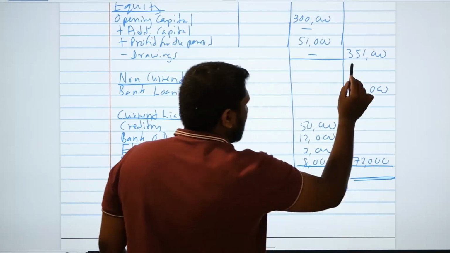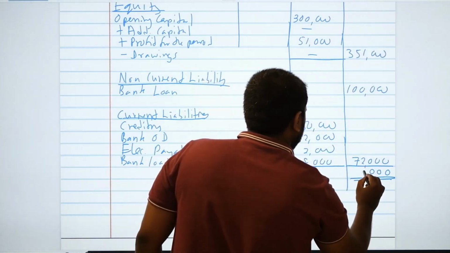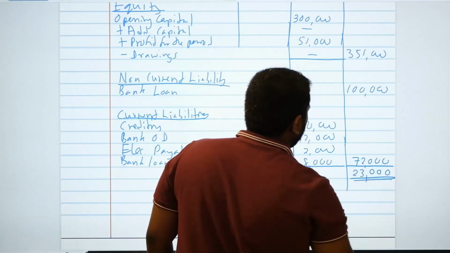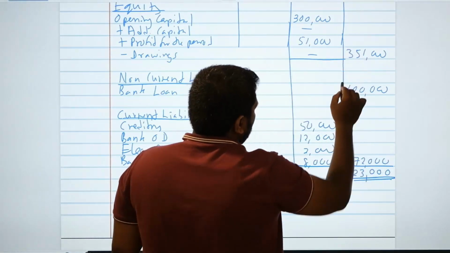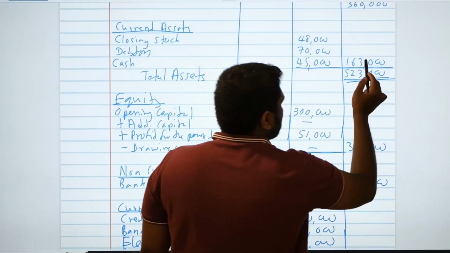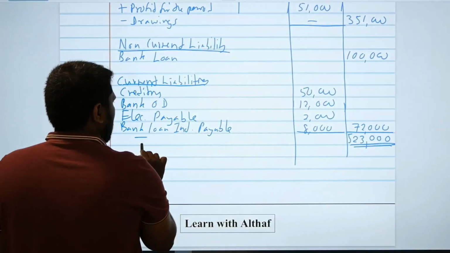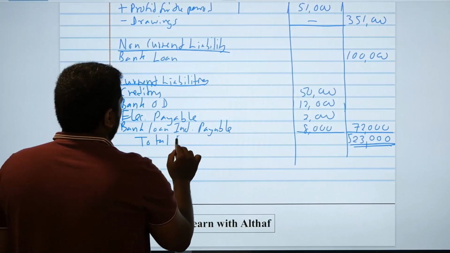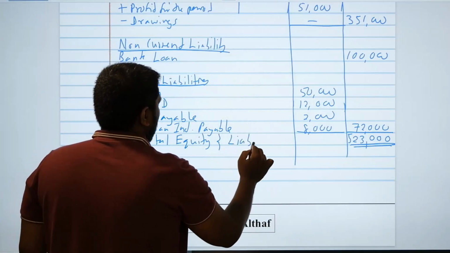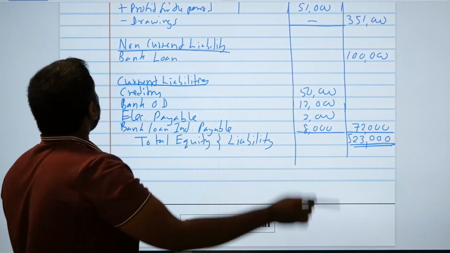Then here we'll take the total. 523,000. So here also 523,000. Then what is this? Total equity and liability. So now you can put down the marks. Okay.